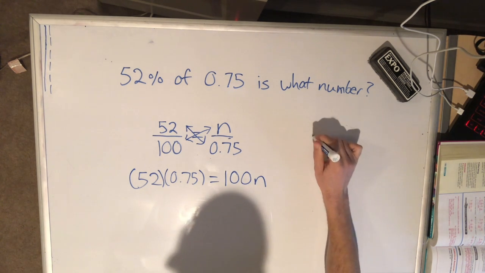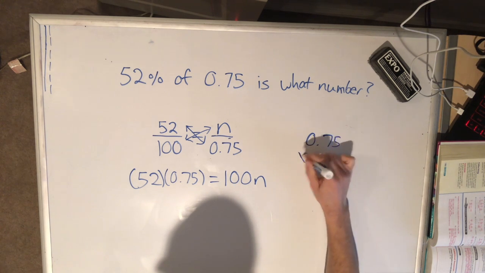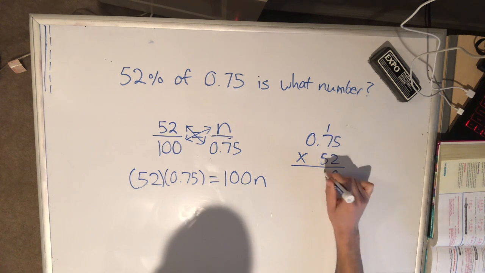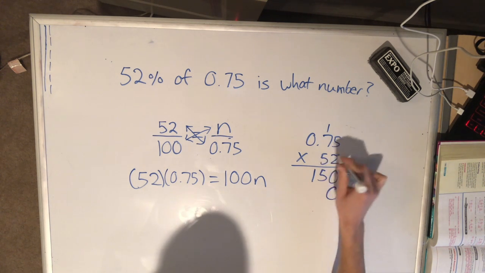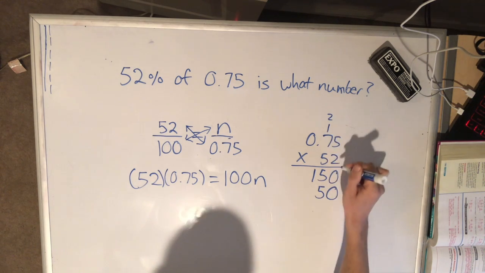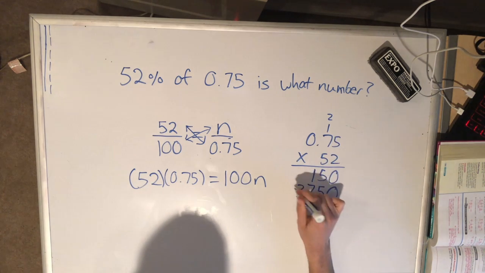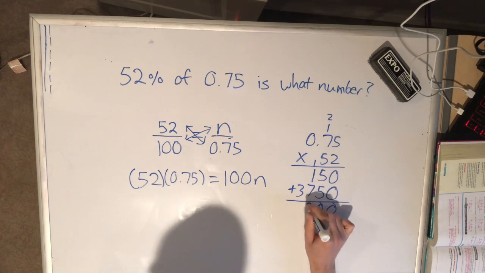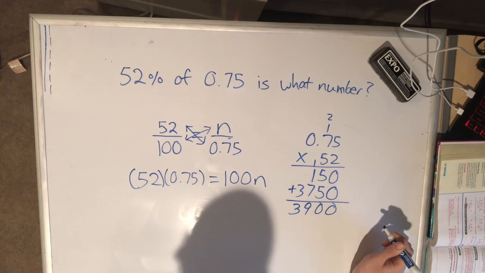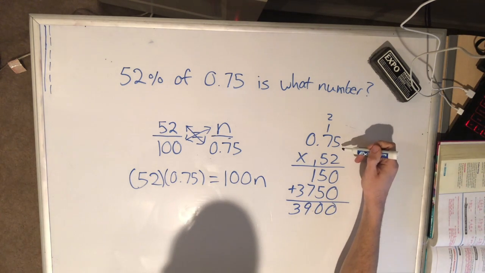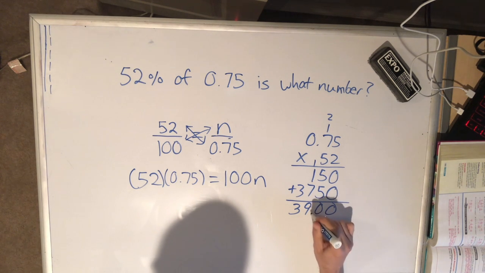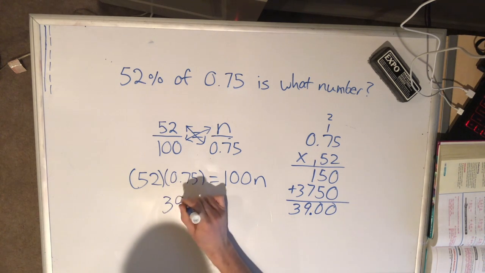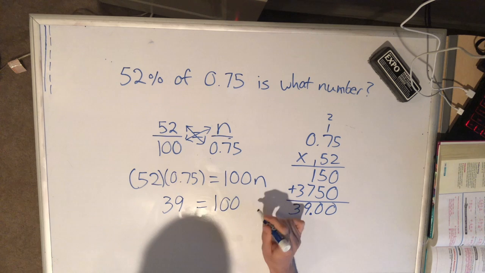52 times 0.75, let's work that out. 2 times 5 is 10, carry the 1. 2 times 7 is 14, plus 1 is 15. Start the second row with a 0. 5 times 5 is 25, carry the 2. 5 times 7 is 35, plus 2 is 37. Add the numbers. That's going to be 3900. We have 2 decimal places total in the multiplication problem, so we need 2 decimal places in the answer. 39.00 is just 39. So we have 39 equals 100n.